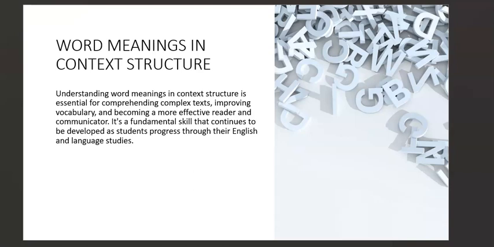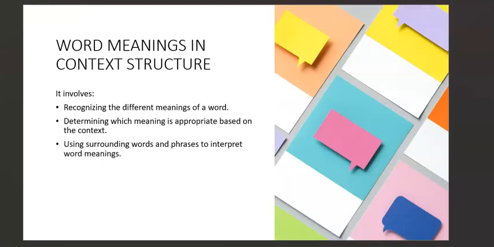So word meaning in context and vocabulary development is a process that develops as we continue progressing through our English and literature studies. It's not something that just comes out of nowhere. Word meaning in context is a very important thing we're going to be looking at today, and it involves three major things. First, recognizing these words, and then, after knowing these words, recognizing their meanings.